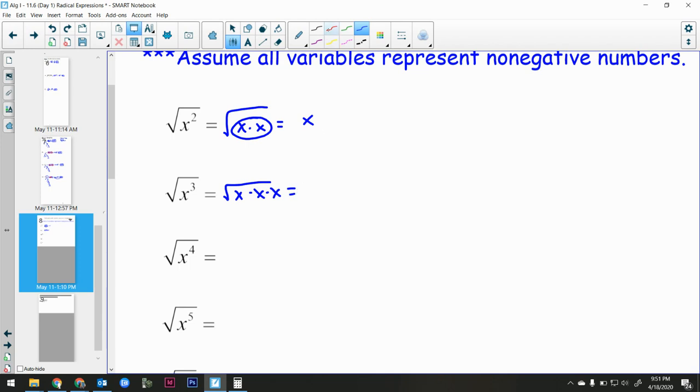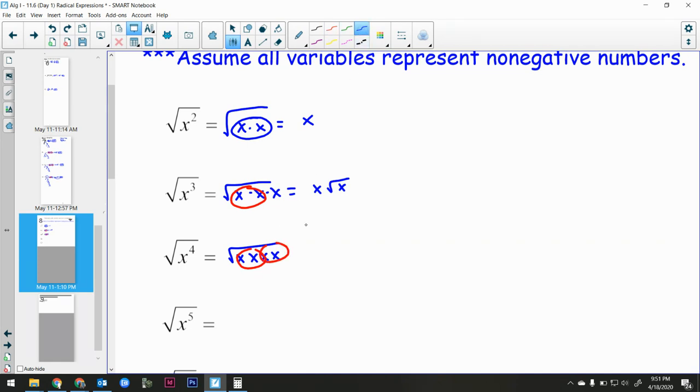Oh, lost my sign lines here. So I buddy this up. I've got one set of x's coming out, and then an x staying in. Okay, x to the 4th: 1, 2, 3, 4. I've got 2 buddies coming out.